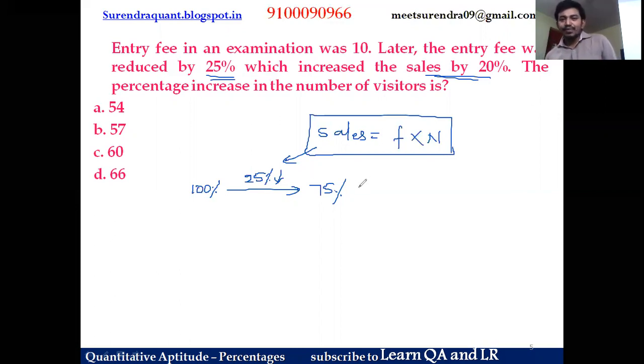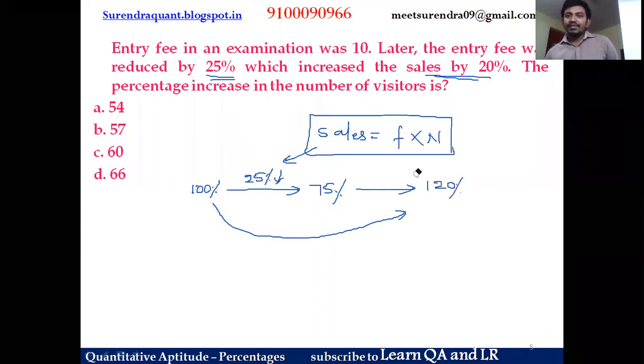So friends, initially the sales are 100%. Now they can increase it by 20%, so the sales are 120% now. If this is the situation, what is the percentage increase in the number of visitors? How do you get it? Percentage increase means change in value by base value. So what is the increase in value?